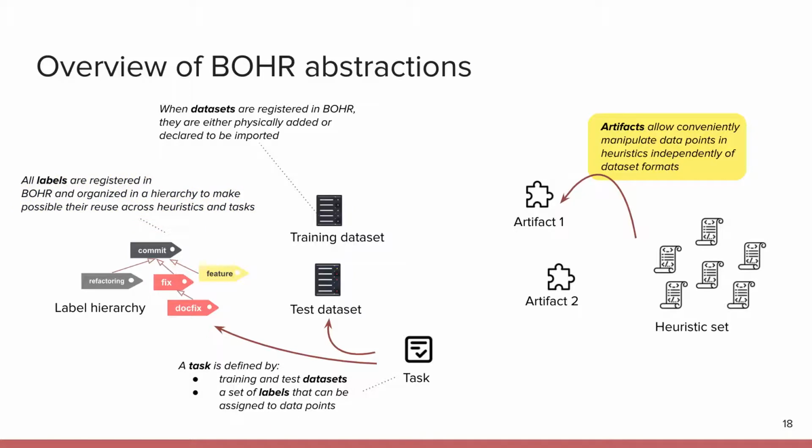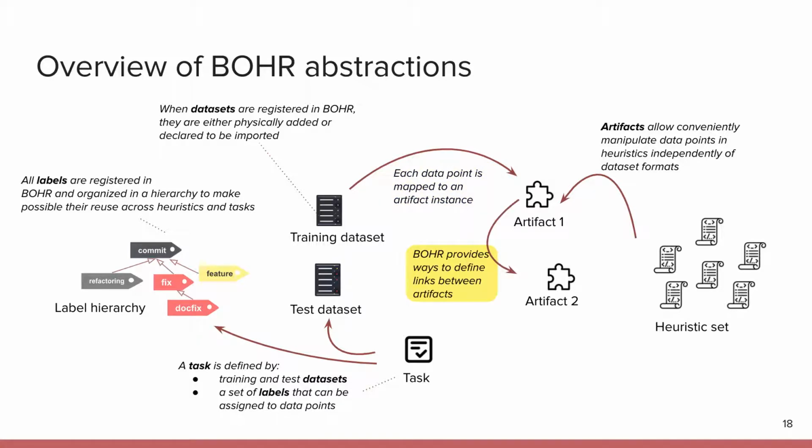When implementing heuristics, instead of having to manipulate datasets directly, a user can work with the artifact abstraction provided by BOHR. When defining heuristics for a certain type of artifact, they can conveniently access all its properties independently of the format in which the dataset is represented. For this to be possible, BOHR implements mappers that map different formats of datasets to different artifact types. Additionally, BOHR provides a way to specify links between datasets, for example, linking commits and bug reports. As a result, a heuristic can access not only the properties of the artifact in question, but also those of the linked artifact.